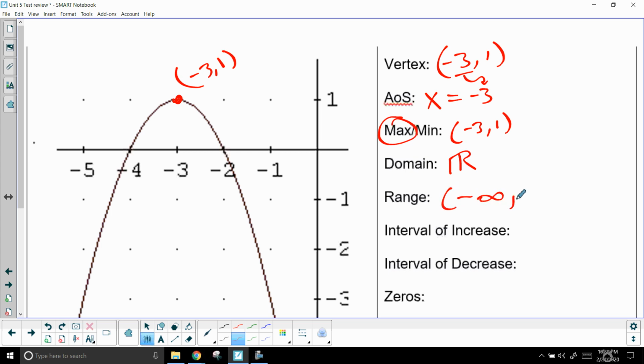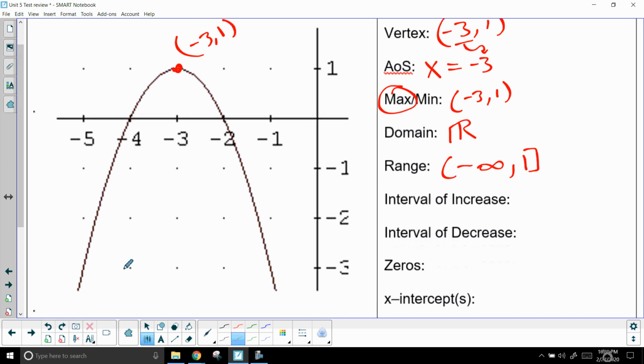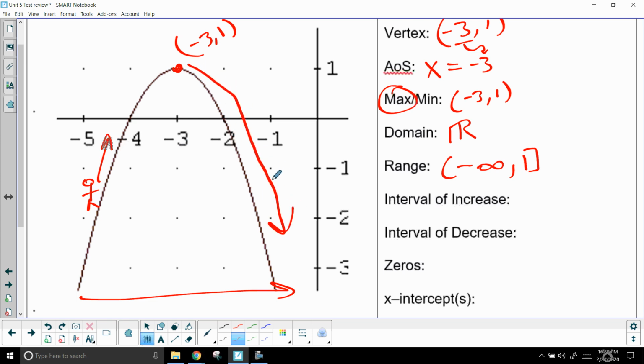Intervals of increase. Remember, you're reading this graph left to right. So if you're on this side of the mountain, you're going uphill. When you get to the top, that's when you start to go downhill forever. So, intervals of increase, left side of the mountain.